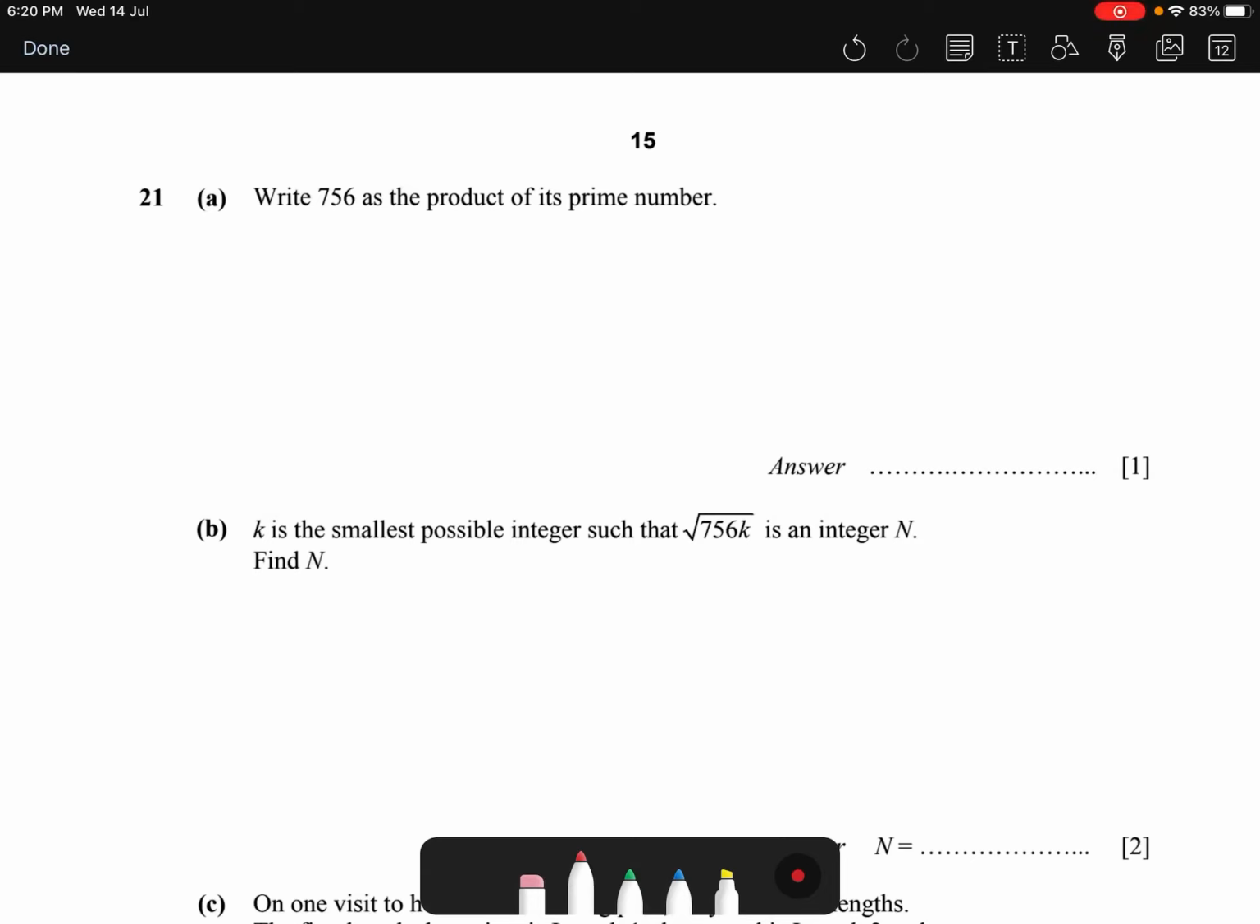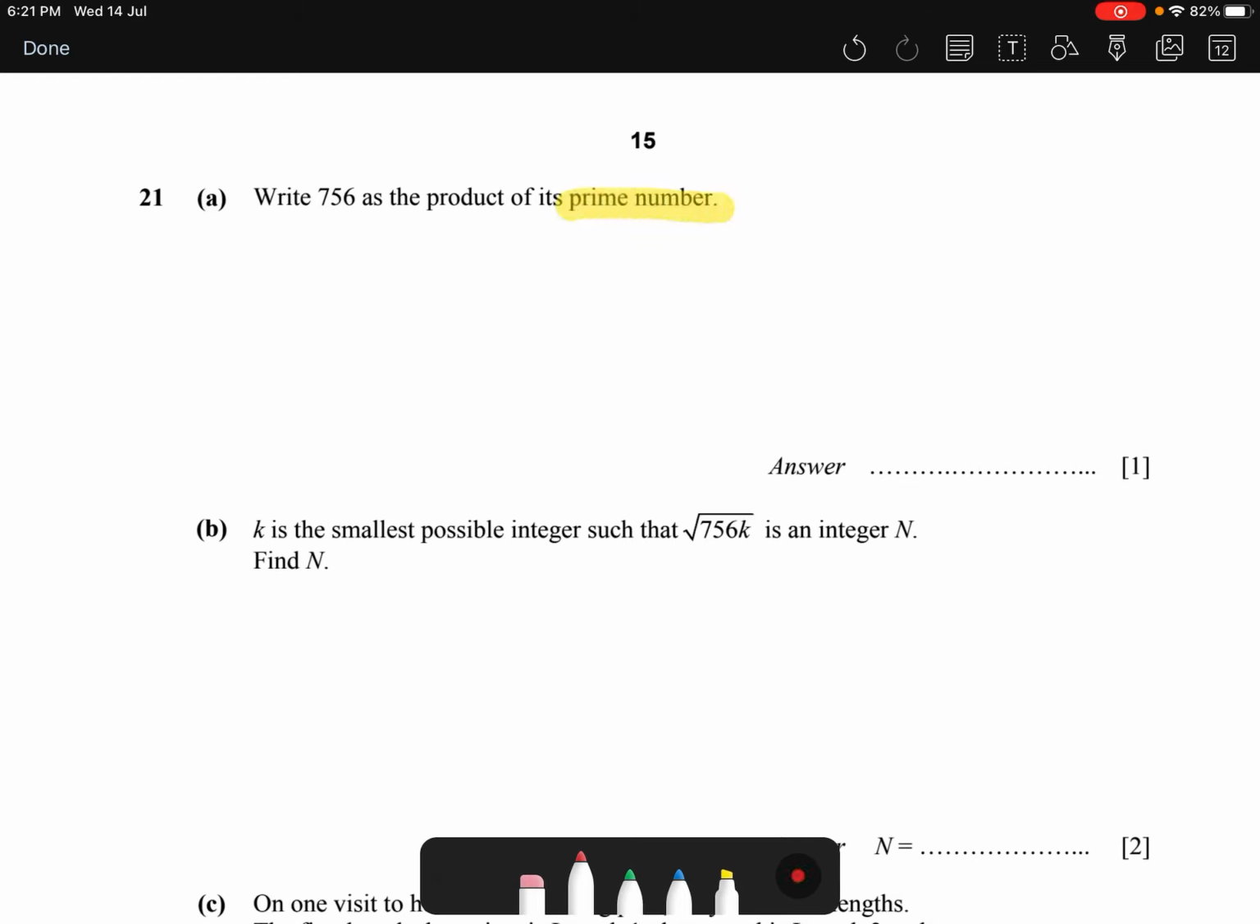Alright, so this is CHIJ E-Maths paper 1, question 21. This is testing on our prime factorization, right? And this type of question is also very common in O-level. You will definitely see it in O-level. Okay, so question 21a, write 756 as the product of prime numbers.